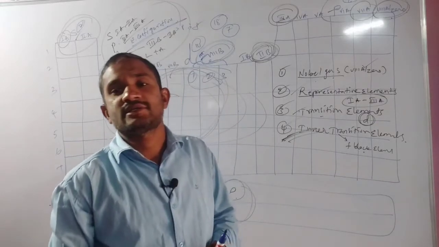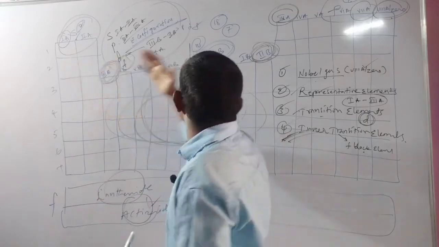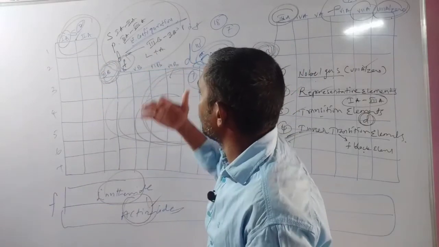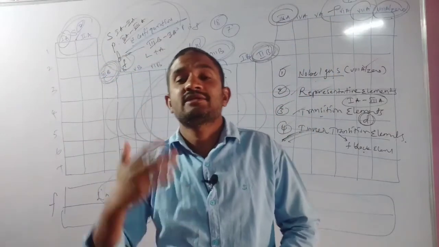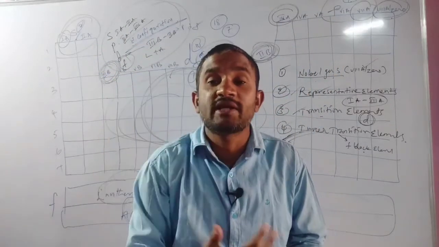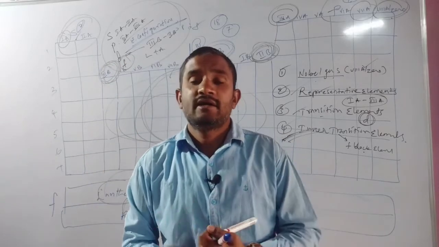In the next class, which kind of elements are there in S block, P block, D block, F block? What are the names of the groups? What is the valency? What is the oxidation state? What are the applications? What are the properties and characteristics? We have to discuss these in the next class.